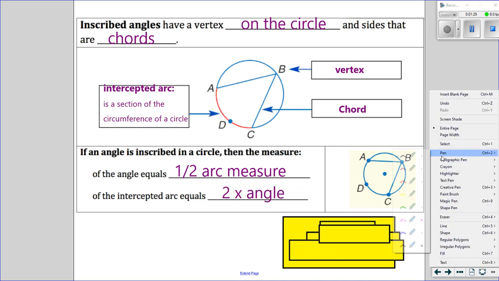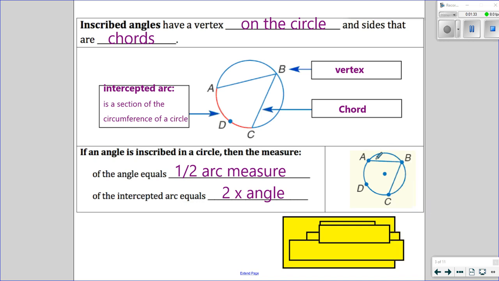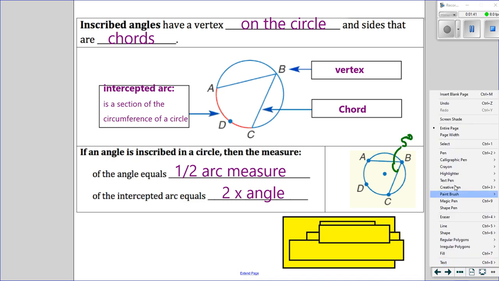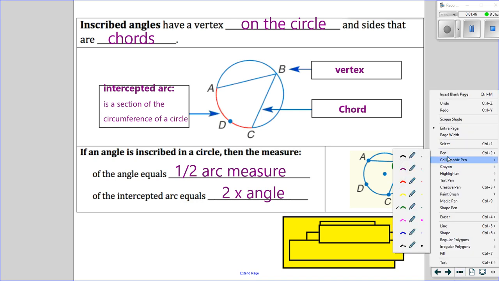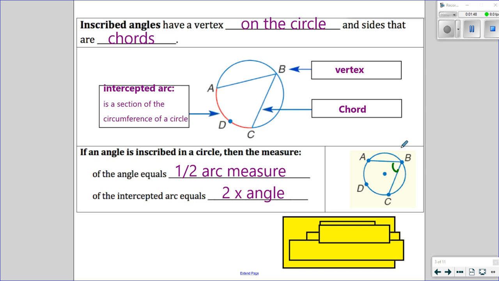So let's say that we had angle ABC. Let's say it was 50. Okay, that 50 came out weird. Let me undo, and then let's do that again. So this one is 50 degrees. So then that means the intercepted arc will be twice the measure. So then that will be 100 degrees.